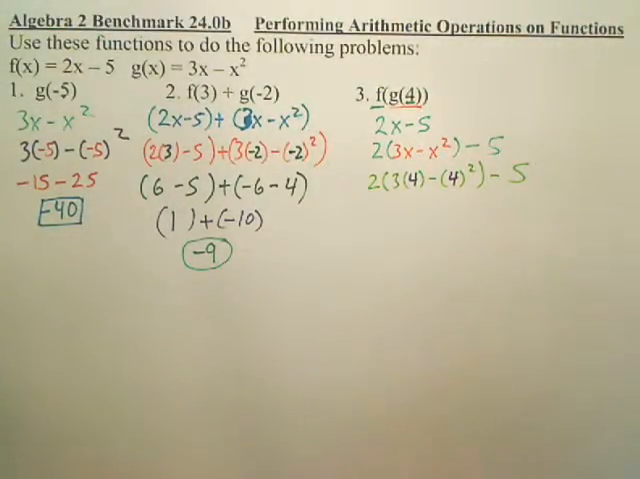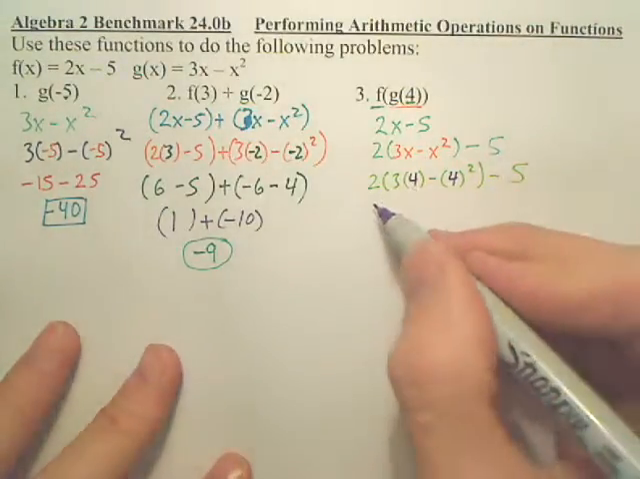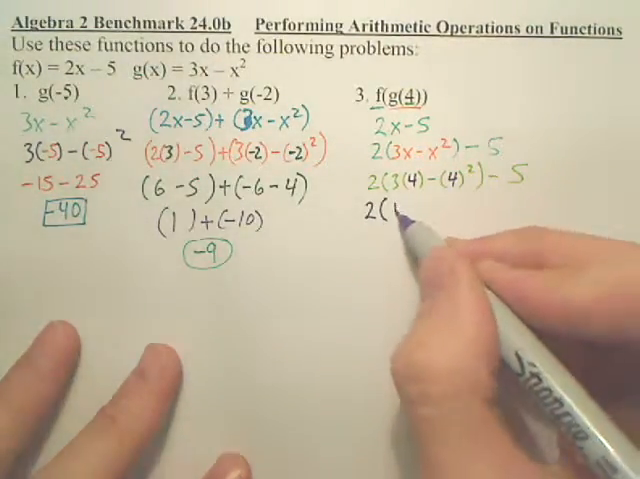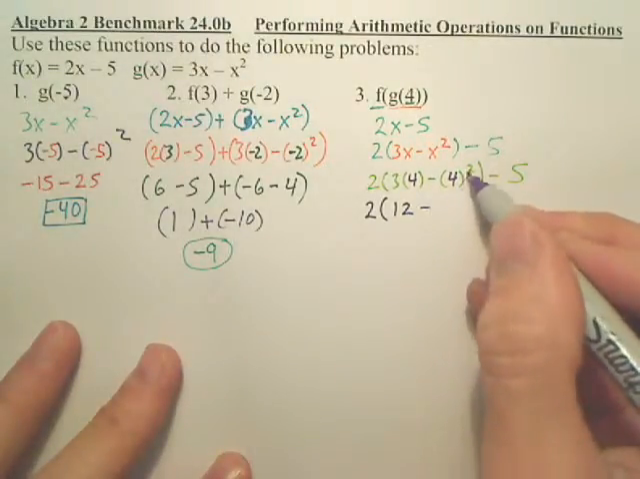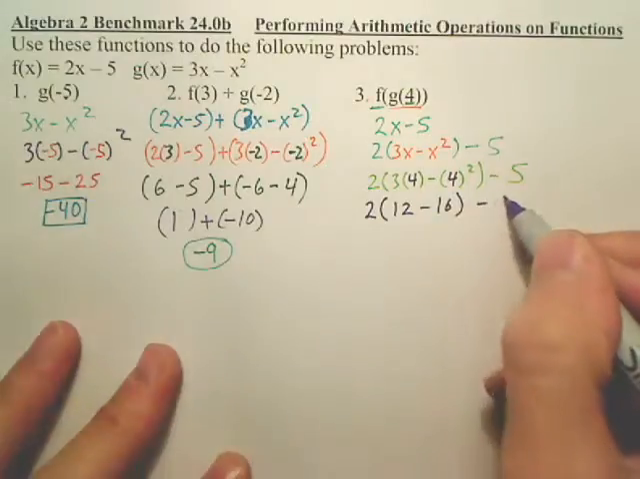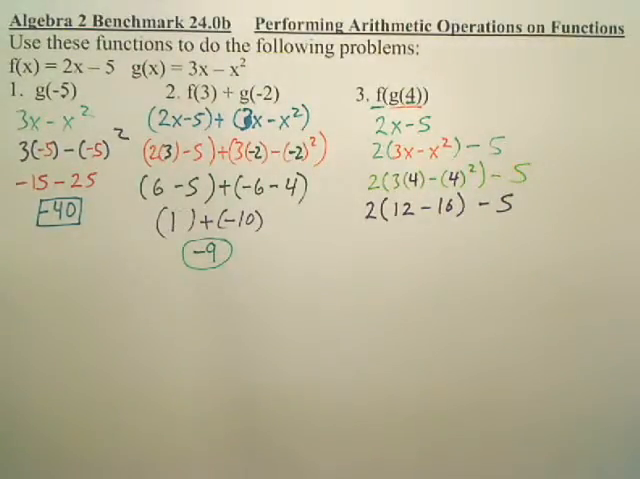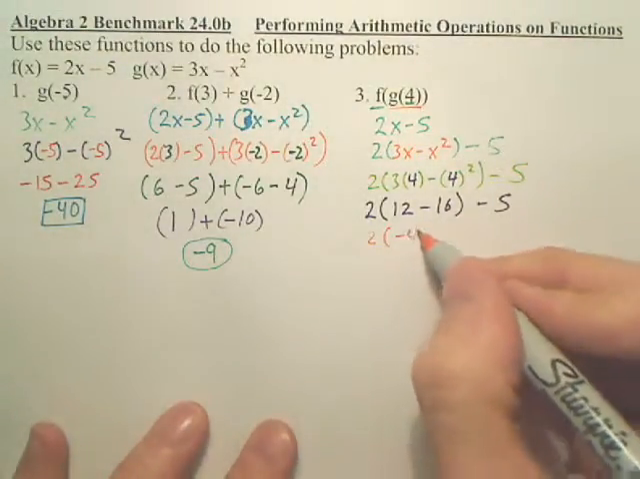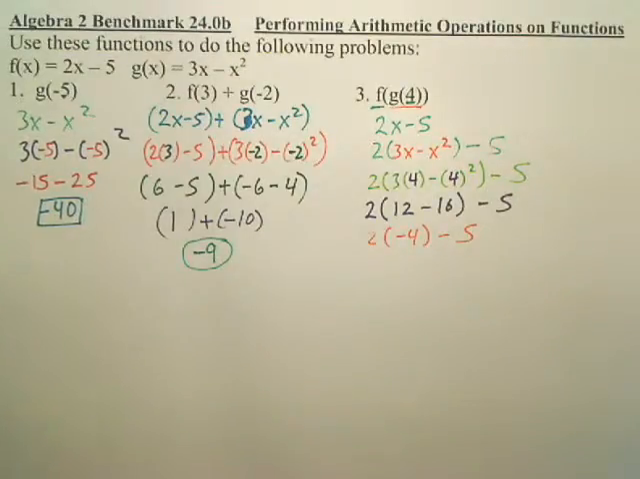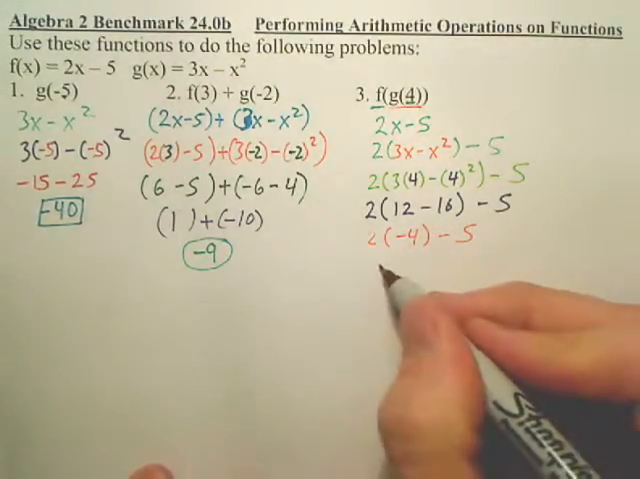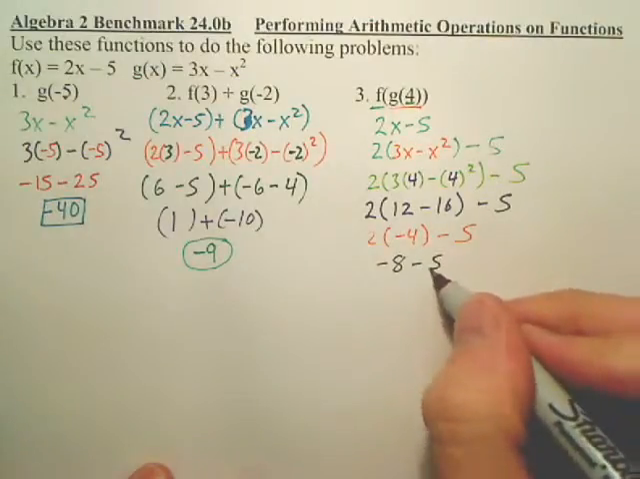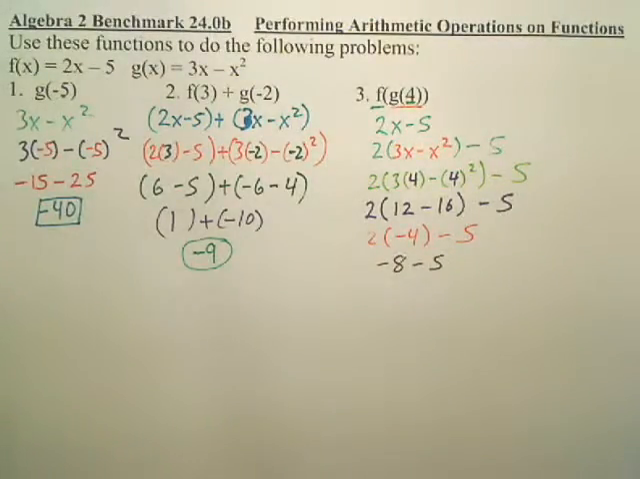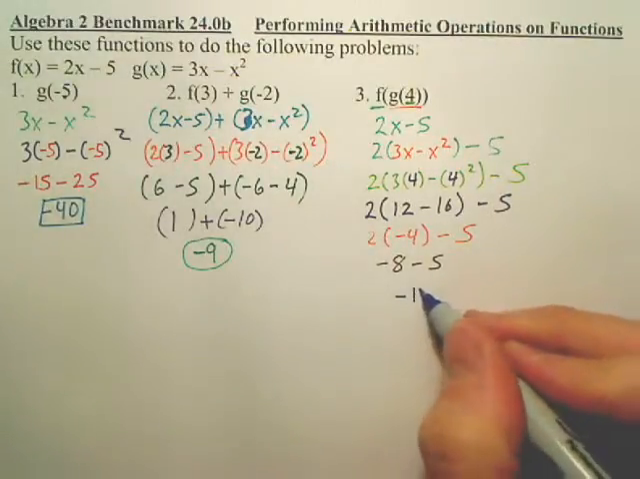Now we got to do all the math. This is kind of like a double composite. You're plugging one thing in and then another thing in. Okay, so that's 2. That would be 12. That would be 4 squared is 16. Don't forget the minus 5 at the end. This becomes 2 times, looks like negative 4. 2 times negative 4 is negative 8 minus 5. So my final answer is negative 8 minus 5, which is negative 13.